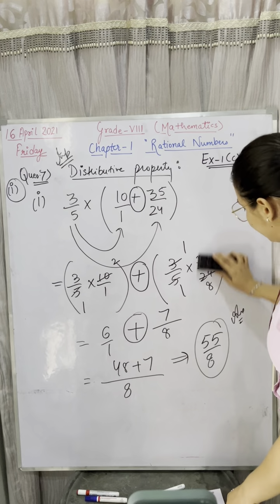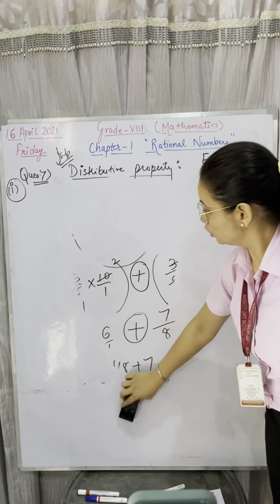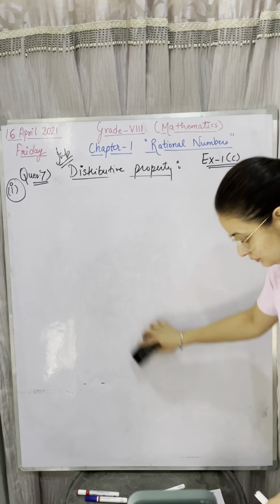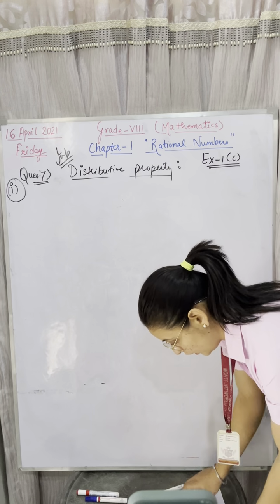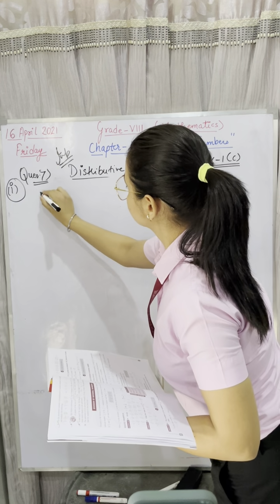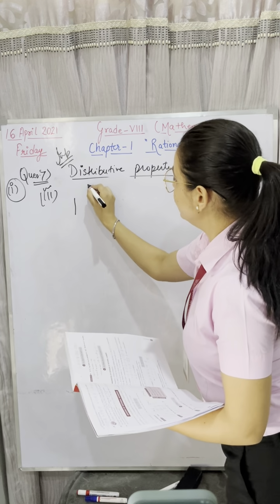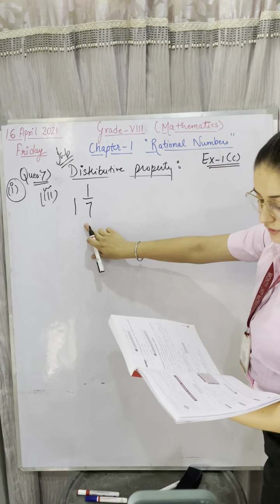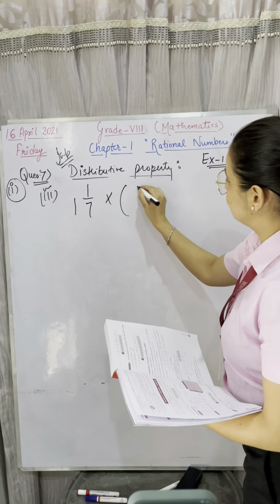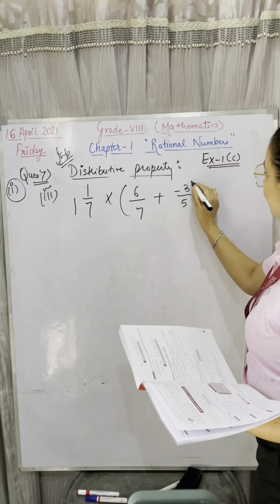Now, I'm going to solve one more part of this question, distributive property. 2 parts are your homework. I'm going to solve the third part. Third part is 1 by 7, given as a mixed fraction, multiplied with 6 upon 7 plus minus 3 upon 5.